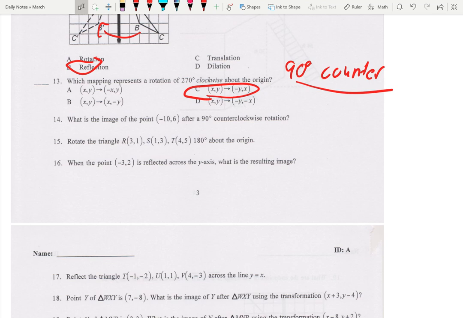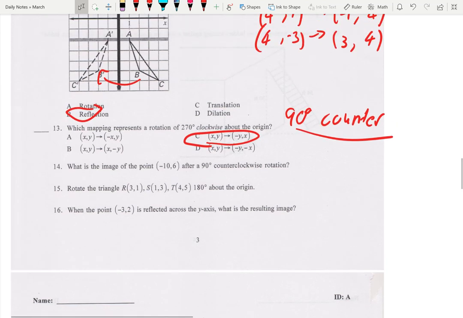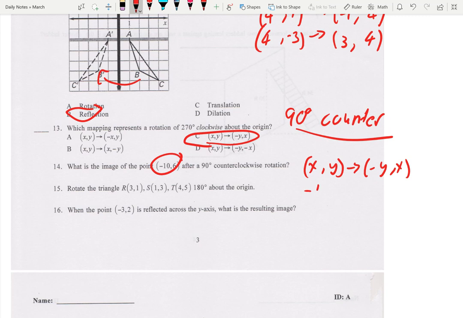Number 14, what is the image of the point (negative 10, 6) after a 90 degree counterclockwise rotation? So again, 90 degree counterclockwise is that same rule. (x, y) translates to (negative y, x). So we're moving this point, (negative 10, 6). If we translate that point according to the rule, then the y will go first. It'll change its sign, so it'll become negative 6, and the x will go second. It'll keep its sign as negative 10. So (negative 6, negative 10) would be our answer.